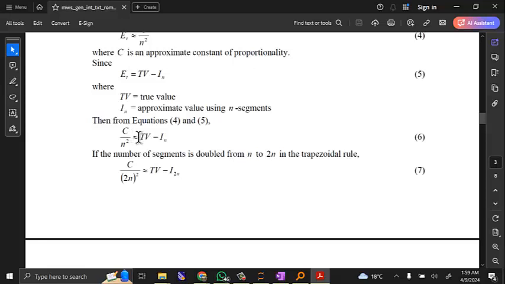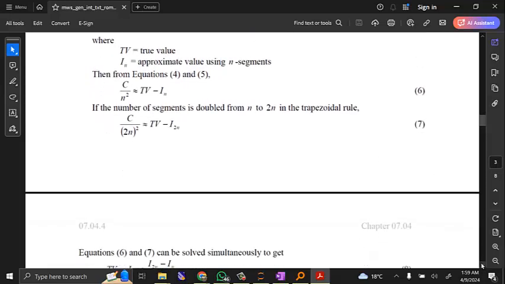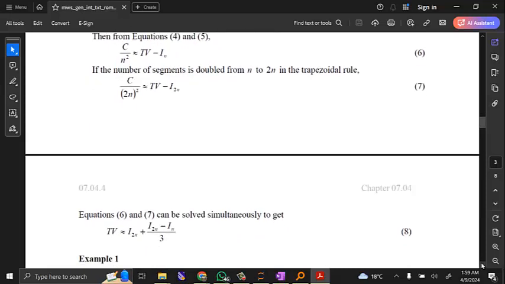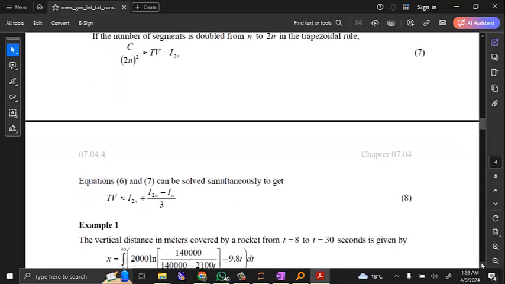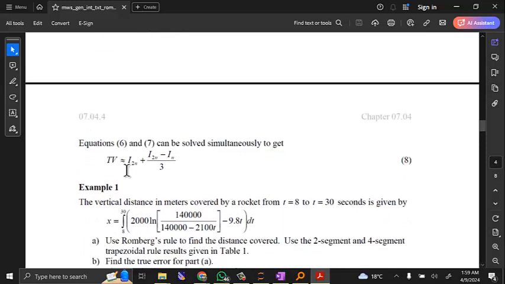And if this were an exact equality, that would give us the true value exactly. But as it is, what it does is eliminate the second order error, and the only error that's remaining is higher order error. Okay. So when you eliminate the c from the equation, this is what you get. So this is the I_2n, and then this is the correction term. Right, so he does an example.